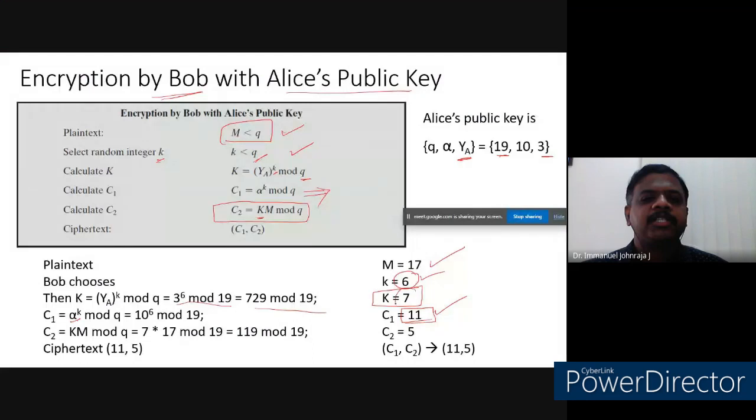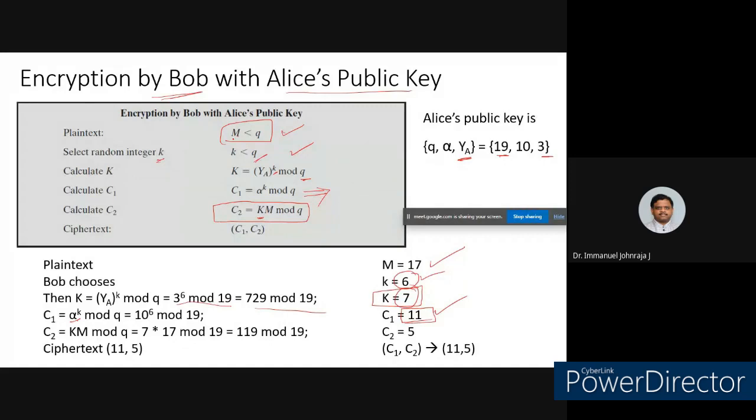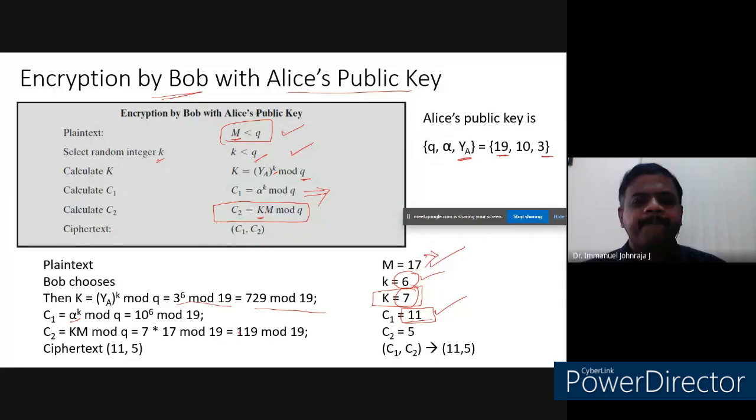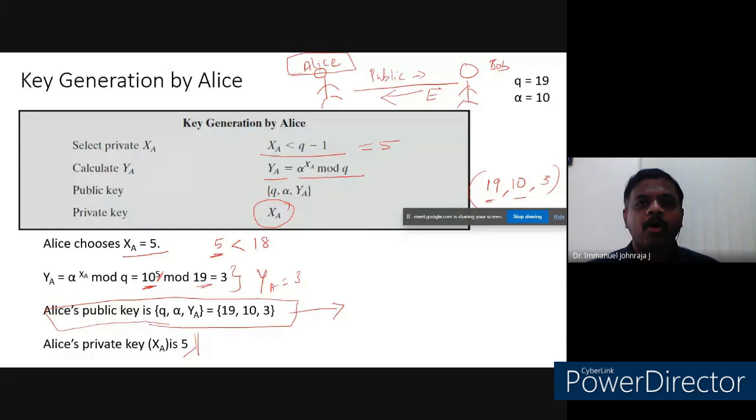Now next comes the calculation of C2. What is K? We have calculated it, which is 7. What is M? Your original message M, which is 17. So 7 multiplied by 17 mod 19 will give you C2 as 5. Now we have got two ciphertext values. C1 is 11 and C2 is 5. This is the ciphertext which is going from Bob to Alice, which means after this encryption, the combination of C1 and C2 is sent from Bob to Alice.